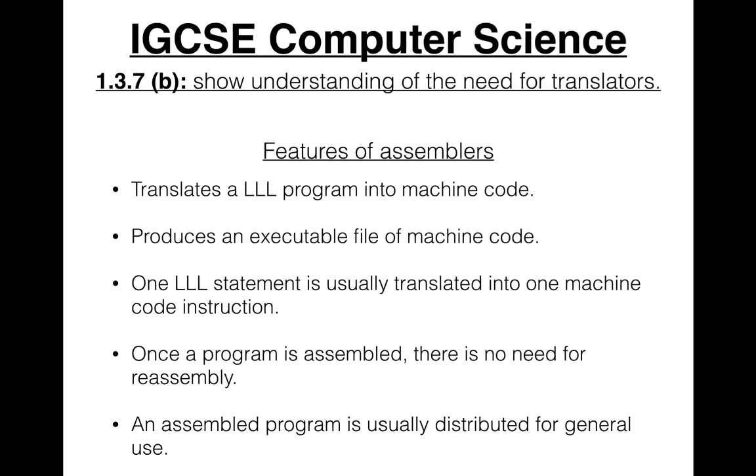Features of assemblers: translates a low-level language program into machine code, produces an executable file of machine code. One low-level language statement is usually translated into one machine code instruction. Once a program is assembled, there's no need for reassembly. So instead of compilation, it's assembly. And an assembled program is usually distributed for general use, just like compiled programs or executable programs in compilers.